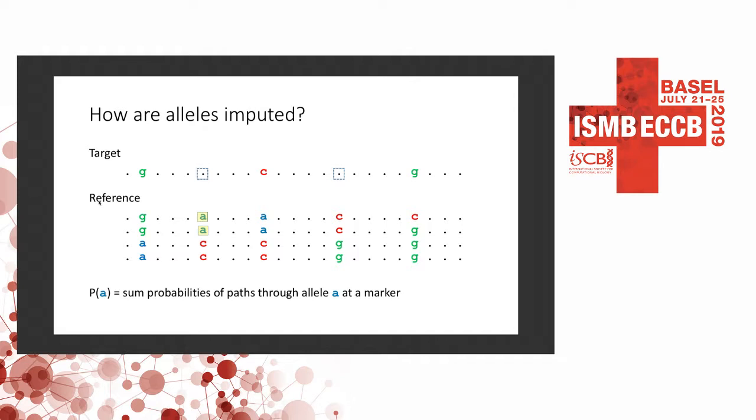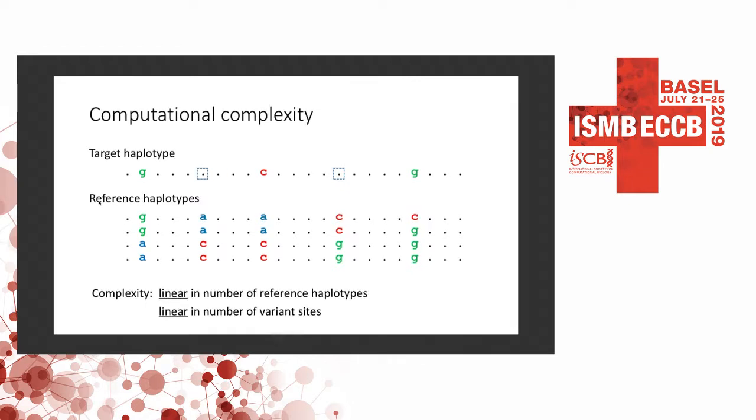Fortunately, there are very fast algorithms for computing the sums of those paths. You don't actually have to iterate over all paths. There's a dynamic programming type algorithm for hidden Markov models, the forward-backward algorithm, that allows you to do this linear in the number of variant sites. And because of the special structure of the recombination, or the switch probabilities, the transition probabilities of the model, you can do it linear in the number of reference haplotypes.